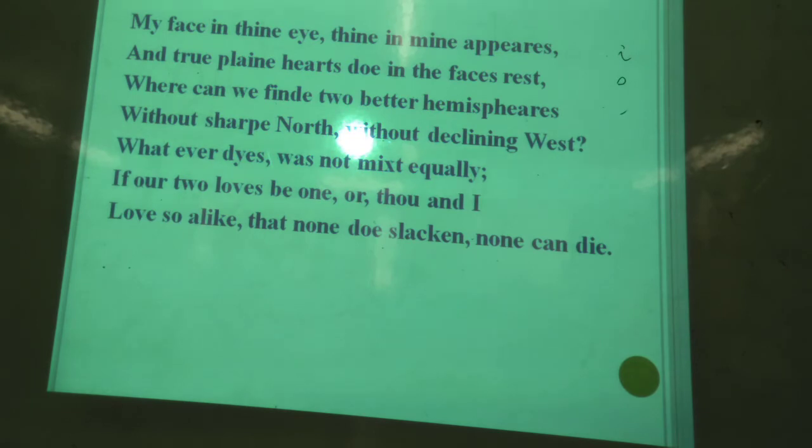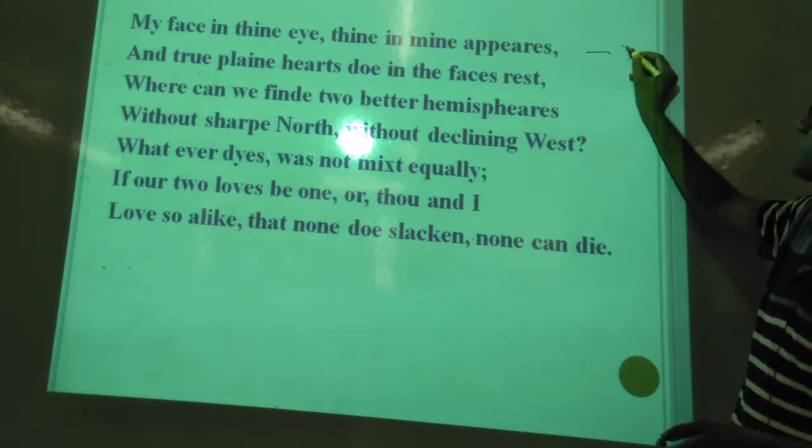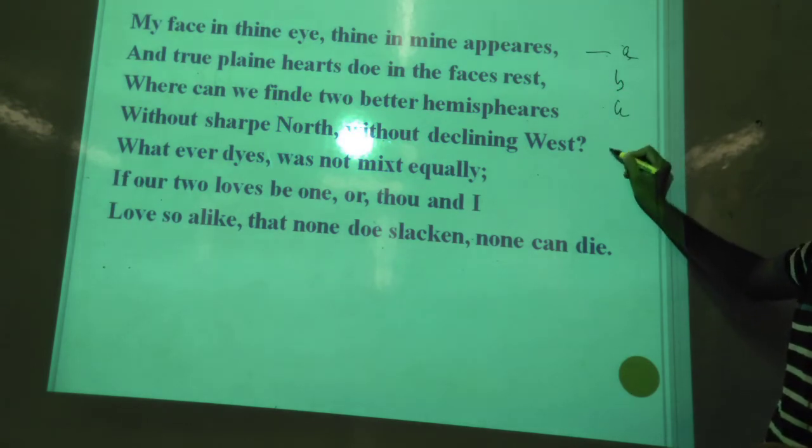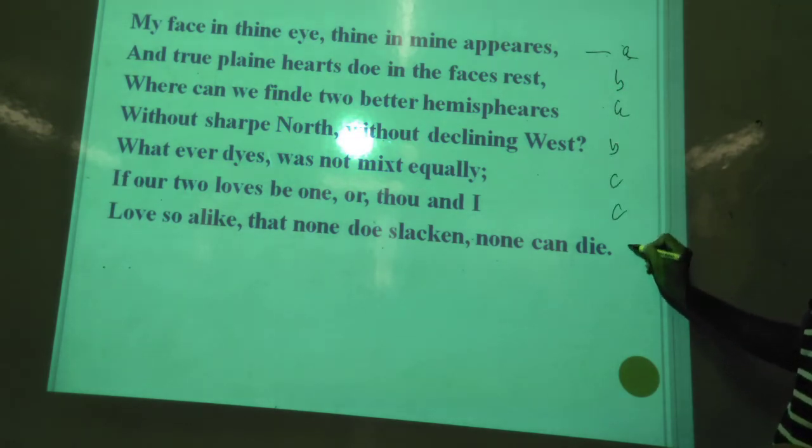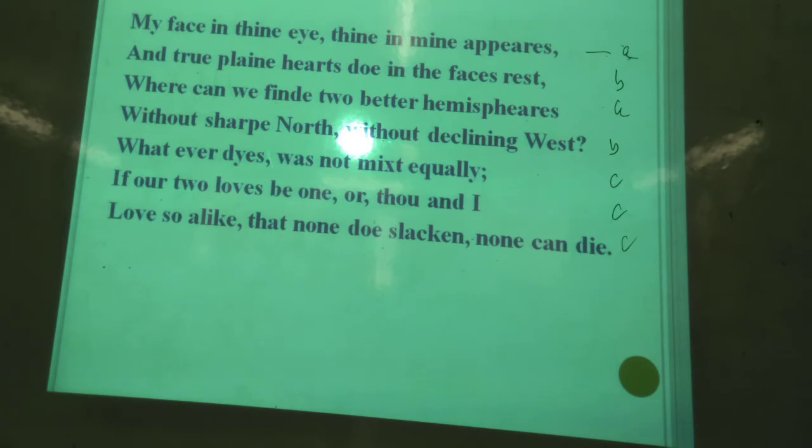Okay? Please try to find out the rhyme scheme of the stanza. What should it be? This is A, this is B, this is A, this is B, this is C, this is C, this is C. You have seen that. The same rhyme schemes we have got, and equal lines as well. Equally, it should be different. It should not be equal. C, D, sir. D. Okay.